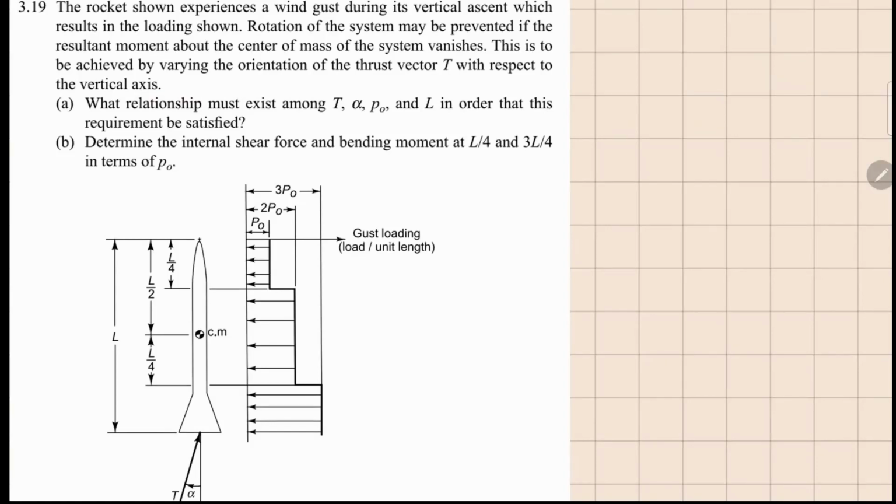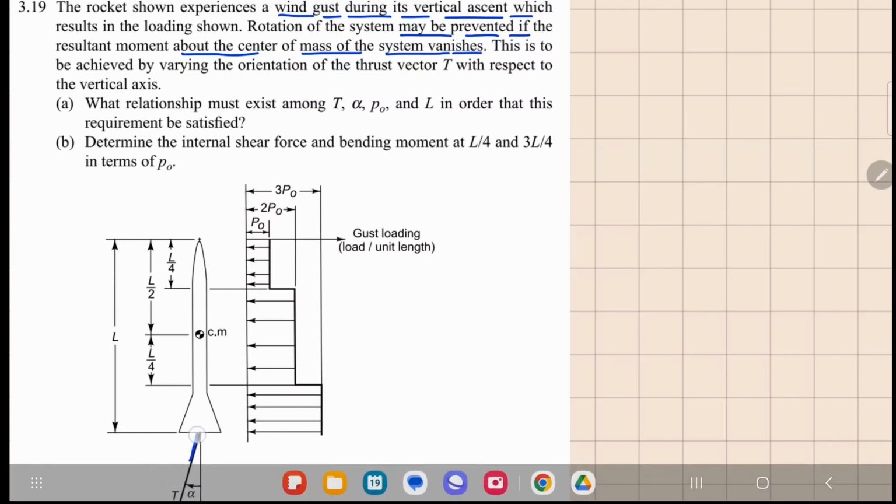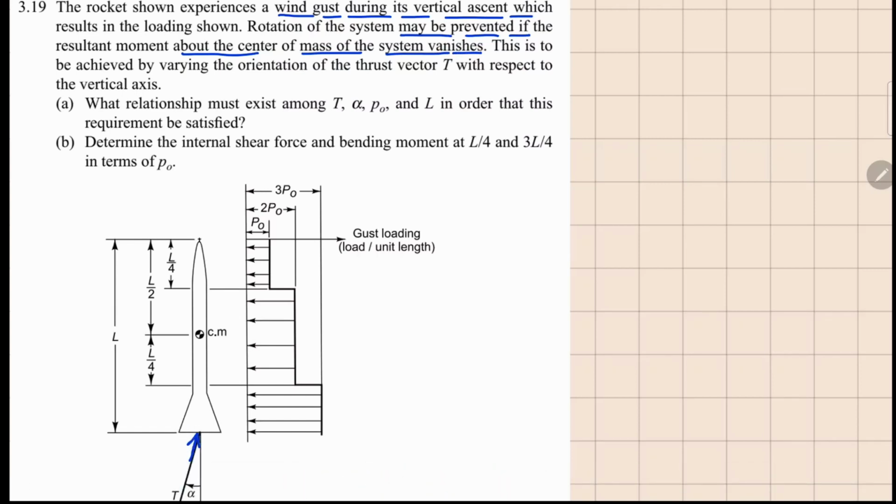This one is 3.19. Here we have a rocket that is going through this wind gust loading during the vertical ascent. Now the rotation of the system may be prevented if the resultant moment above the center of mass of the system completely becomes zero. This can be achieved by adjusting the thrust vector right here at the bottom with this angle. So basically in the first part we need to find a relationship between the thrust and the wind gust loading that is given here.